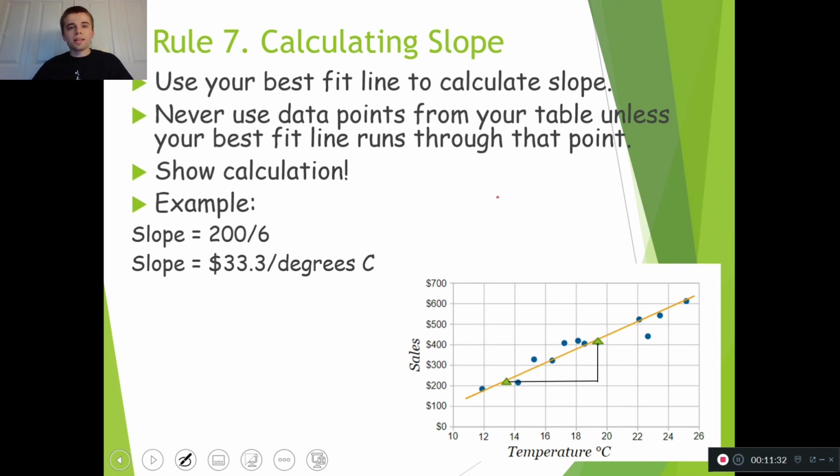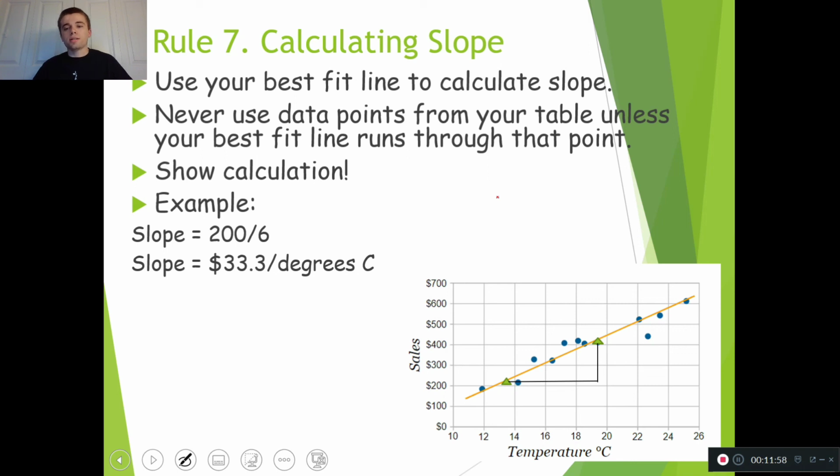The last thing that you're going to need to do is calculate slope. The way that we're going to calculate slope is we're going to use the best fit line. To do this, we have to choose 2 data points that lie on the line. Don't ever use a data point from your table unless it actually falls on the line, which, as I said earlier, is probably not going to happen. If we look at our example here, none of the data points fall perfectly on the line. So we're not going to want to use any of the points that we actually took.